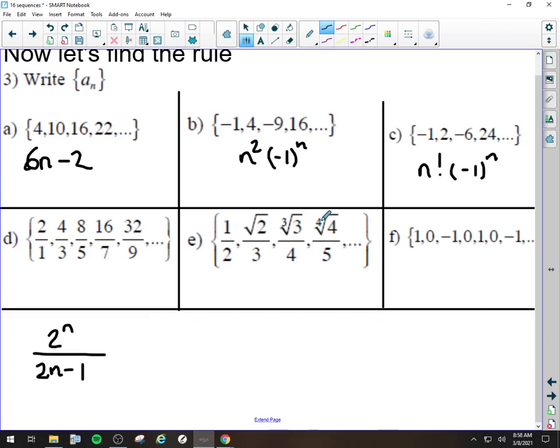Cool. This one, it looks like there are a couple of ways we could write the top. We could say it's the nth root of n, or we could say it's n to the 1 over n power, all over n plus 1.